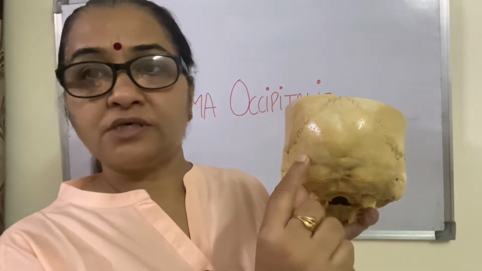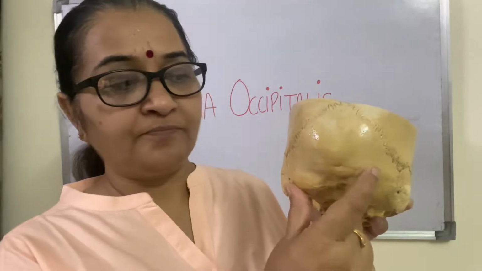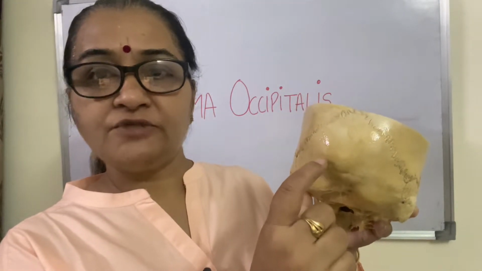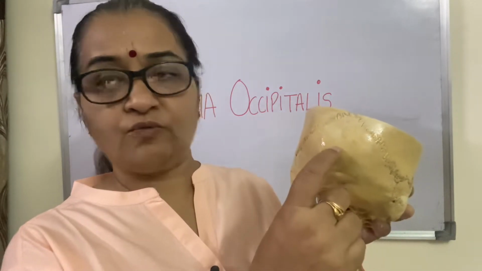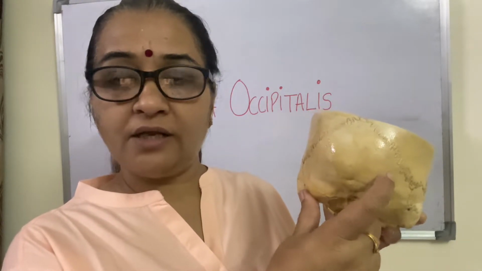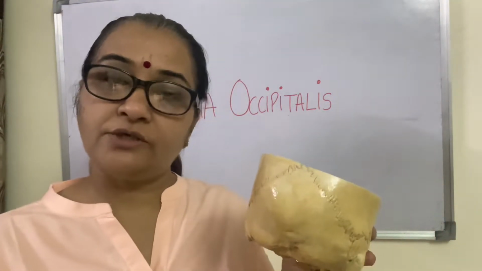So these are known as the superior nuchal lines. In some cases, just above this superior nuchal line, other lines are visible about 1 centimeter above it. Those lines are known as the highest nuchal lines. But these lines are not seen in all skulls.